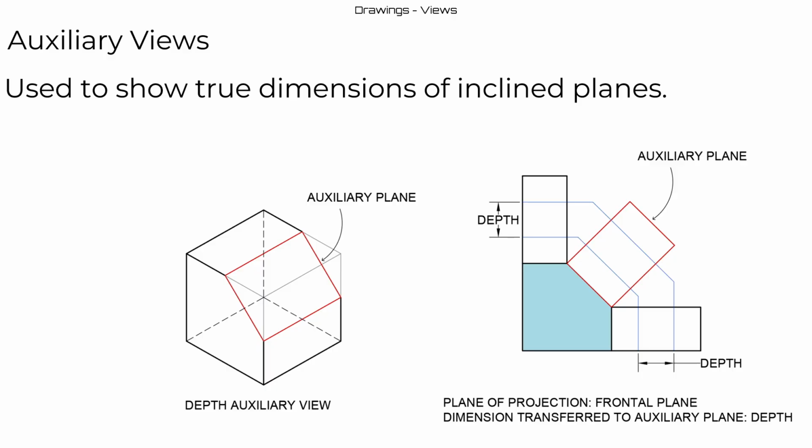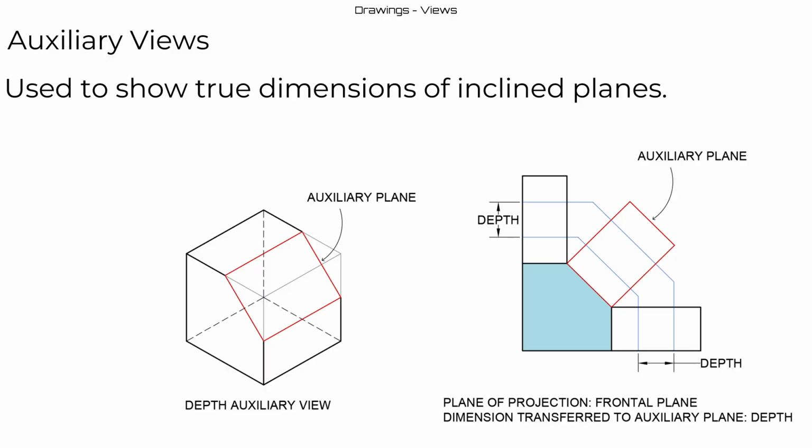All right, so auxiliary views. In this image here, we could see that we have some kind of slope, right? When we're doing our regular projections, the face that's at an angle is not going to show true dimensions, because when we're dimensioning a part, we want the pictures to have the correct dimensions and to not look kind of warped.